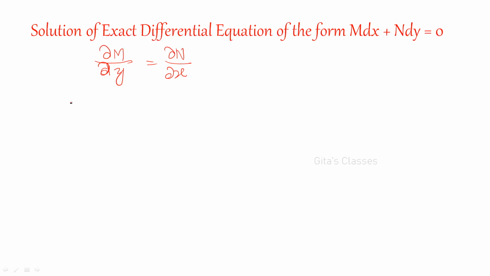If it is exact, then the solution is given by the integral of M dx plus N dy equal to a constant. But we have some conditions. When you are taking M dx, you have to keep y as constant, and when you are considering N dy, you have to consider the terms of N not containing x.